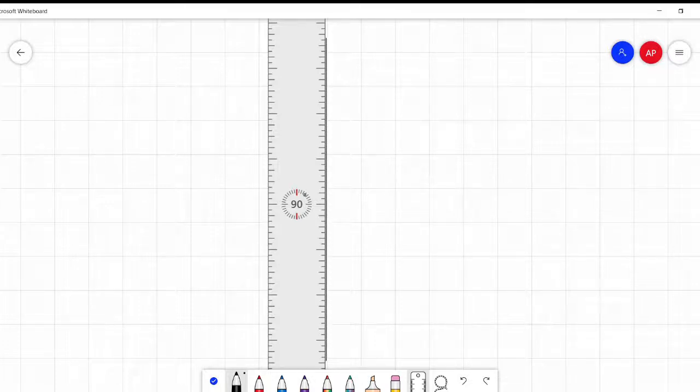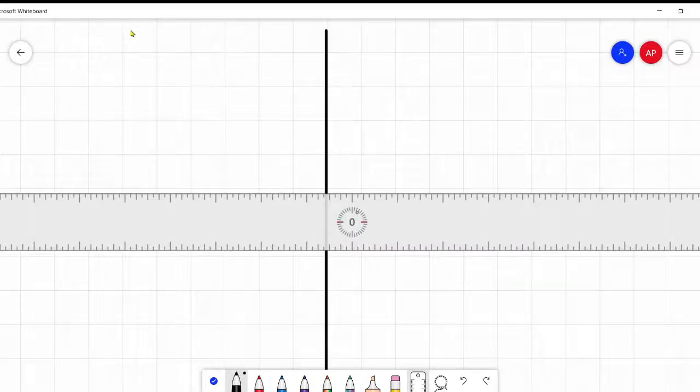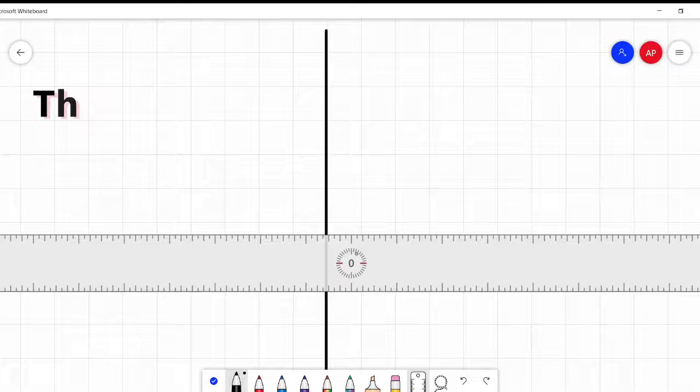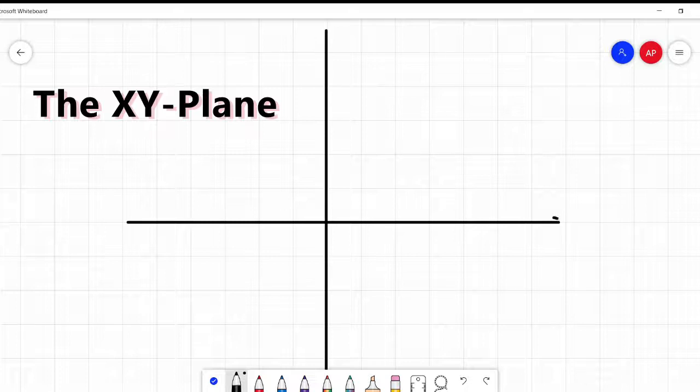With this, let's make that line a little darker. There we go. I'm going to start with something you're going to see a lot, the XY plane. It has little arrows on the end. It's the XY plane. What is a plane? There's our first definition, plane.